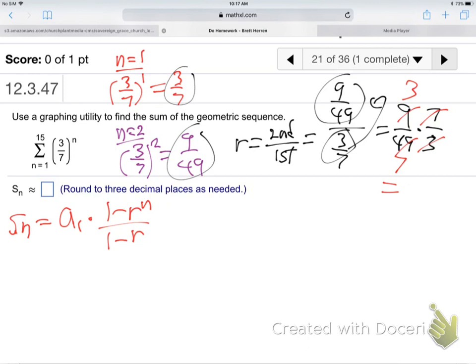If you can tell, you don't have to do all this work. So the r is 3/7. And the A1 is also 3/7. The first term is 3/7. The jump amount is 3/7. Okay. So now put that into the formula.